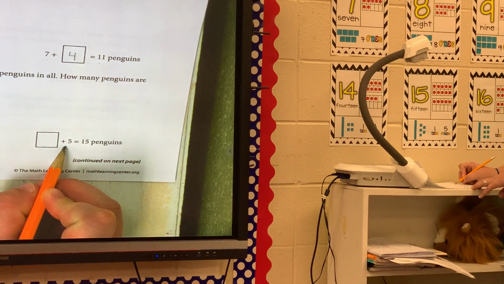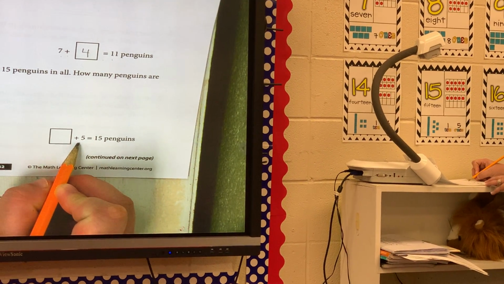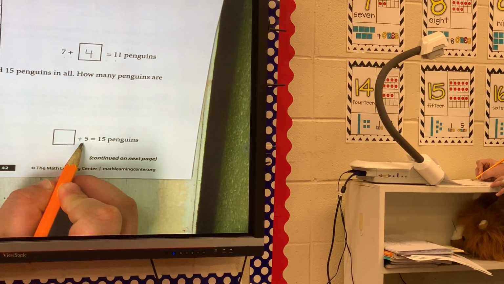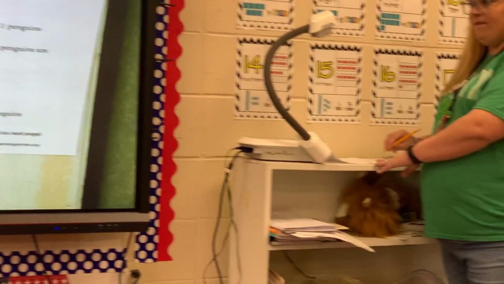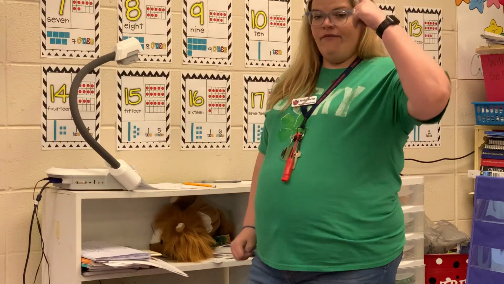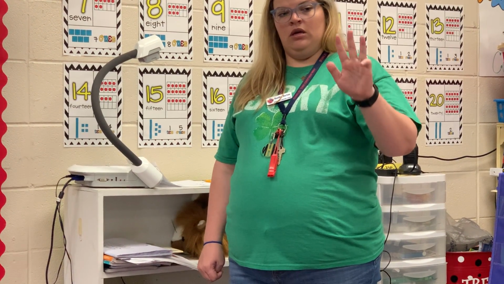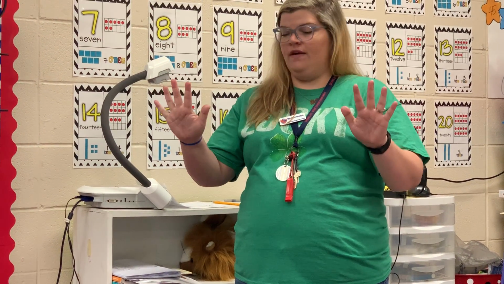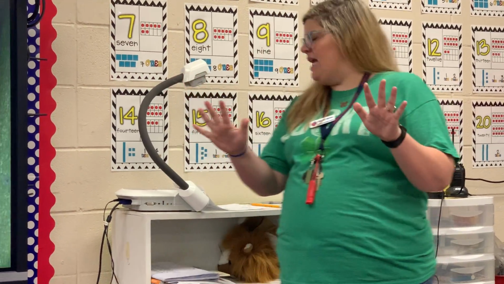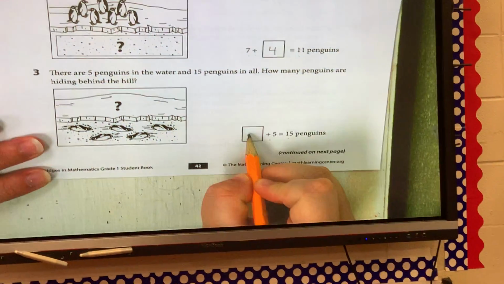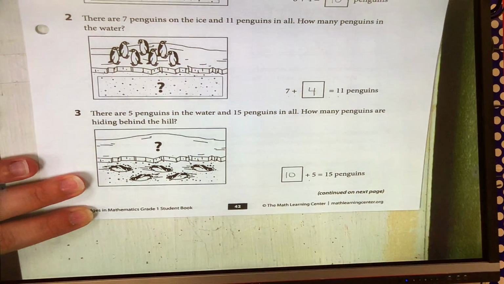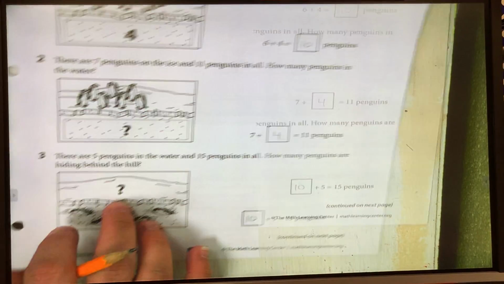5, because that's the number that they gave us in the equation. So we're going to put 5 in our brain, and we're going to stop at the number 15. So let's do that. 5, 6, 7, 8, 9, 10, 11, 12, 13, 14, 15. How many penguins are hiding behind the hill? 10. So 10 plus 5 equals 15.